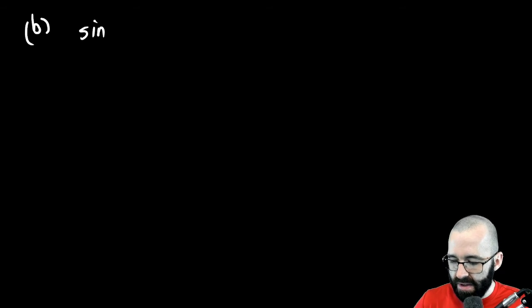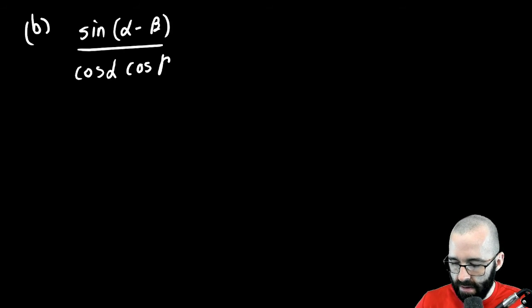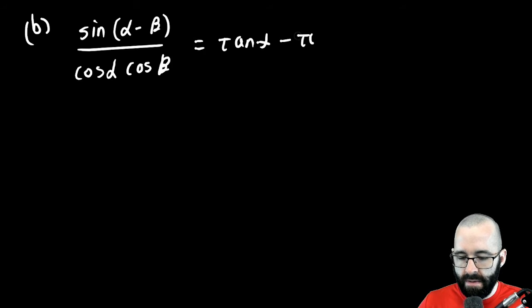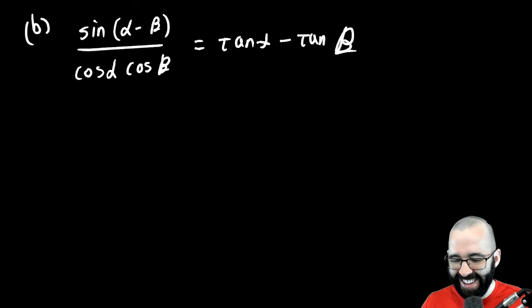Let's do another problem. Sine of alpha minus beta, divided by cosine alpha cosine beta, equals the tangent of alpha minus the tangent of beta. Now don't get beta-ed. Sorry, don't get baited here.